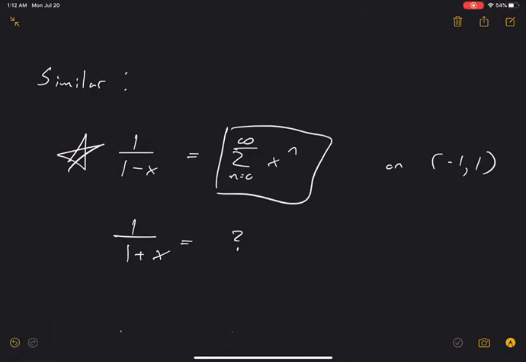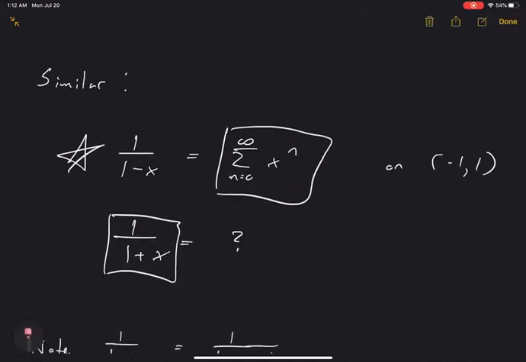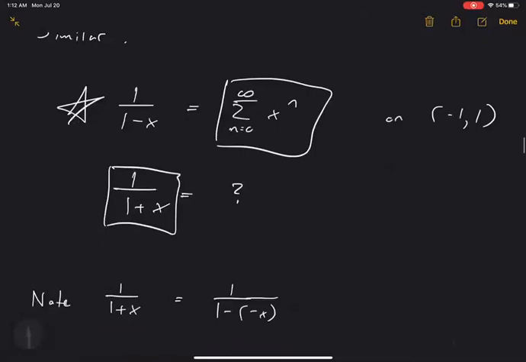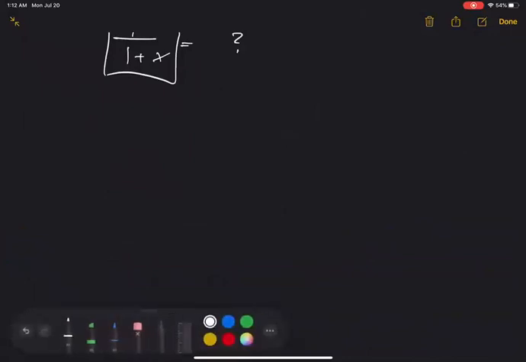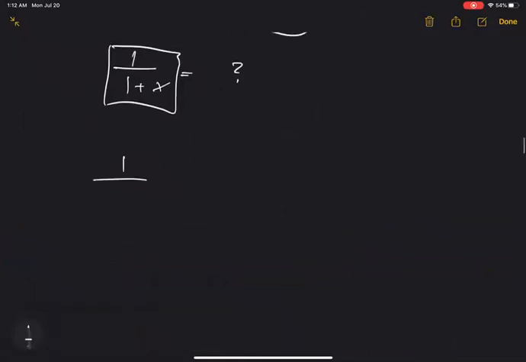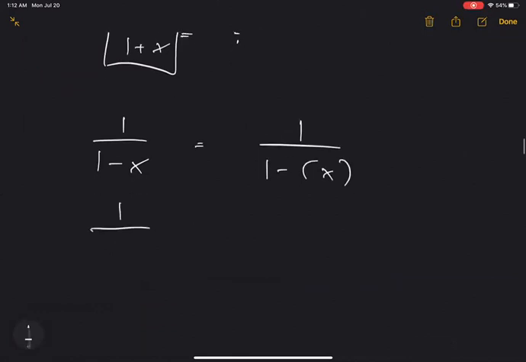So the question is, how is 1 over 1 plus x related to 1 over 1 minus x? It might help to think of 1 over 1 minus x as 1 over (1 minus x) in parentheses. Then what's 1 over 1 plus x? Basically what I want is to get this to be a minus sign. How can I do that? Well, I can rewrite this thing as 1 over 1 minus negative x, right?